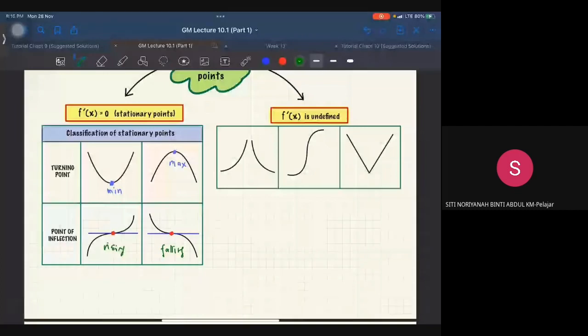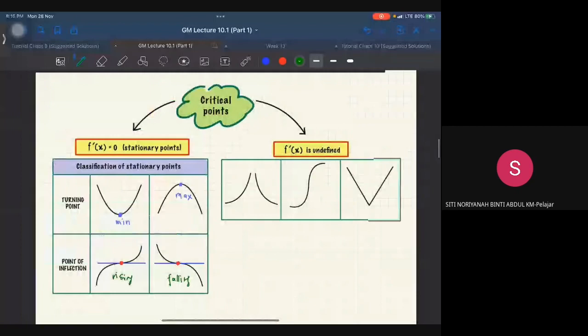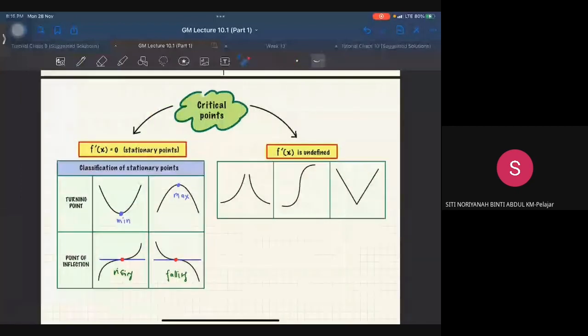Okay, and then dia ada lagi sebenarnya nama lain dia. So nanti yang saya bagi tahu awal lah. So okay, so itu sahaja untuk bahagian stationary point. Kita ada turning point, also point of inflection. Okay, so tengok dekat second example. So kita ada second case, sorry. So second case is when our first derivative is undefined.